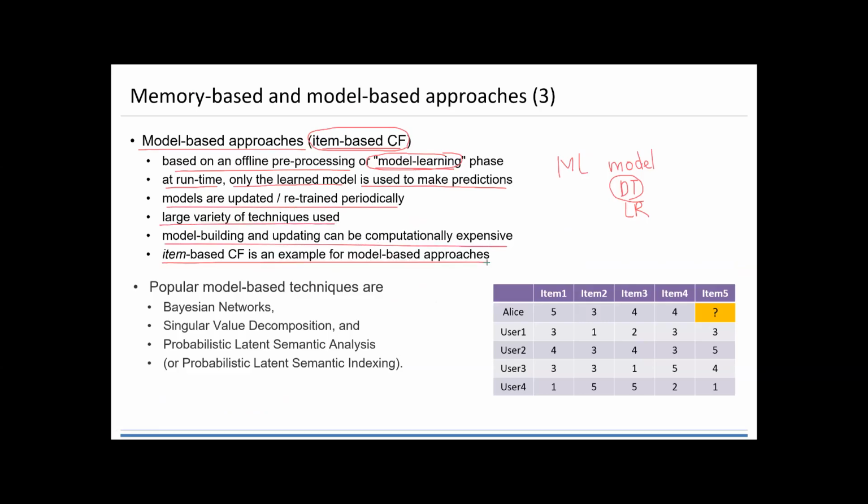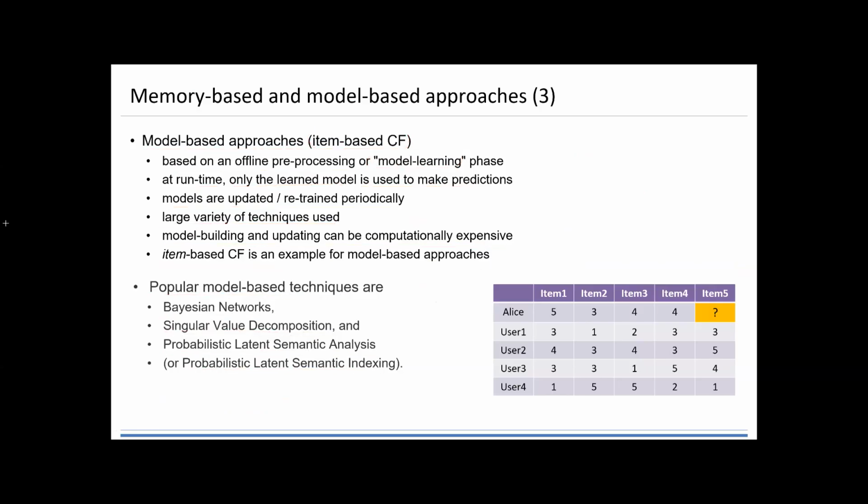So when you learned about item-based collaborative filtering in the previous section, that is one example of the model-based approaches. There are many other techniques. Some popular model-based techniques are, for example, Bayesian networks. We can use SVD, singular value decomposition, or we can use probabilistic latent semantic analysis. We can also say probabilistic latent semantic indexing.